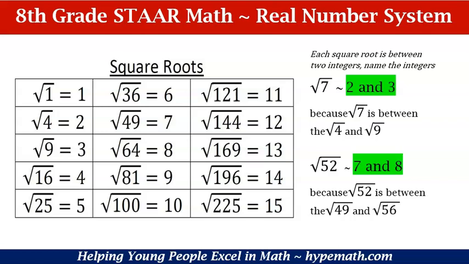When looking for an estimation or what two integers the square root of 52 is between, our answer would be 7 and 8 because the square root of 52 is between the square root of 49, which is 7, and the square root of 64, which is 8.